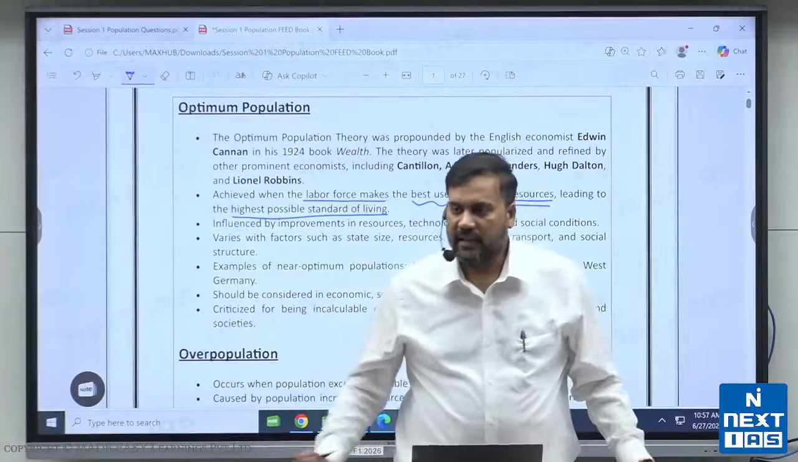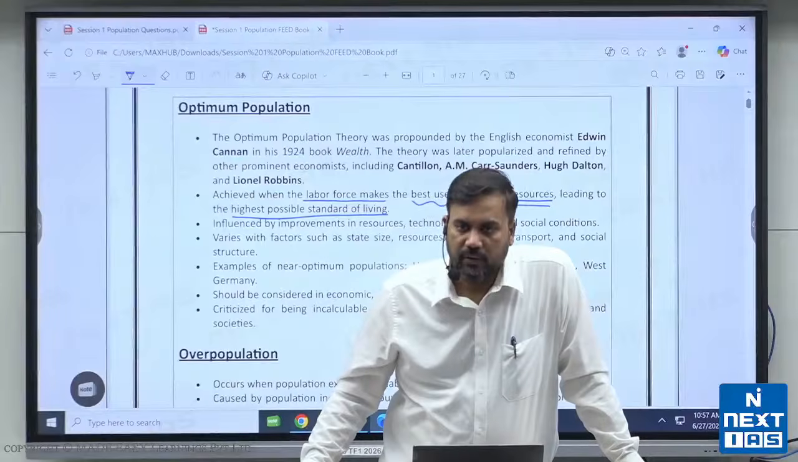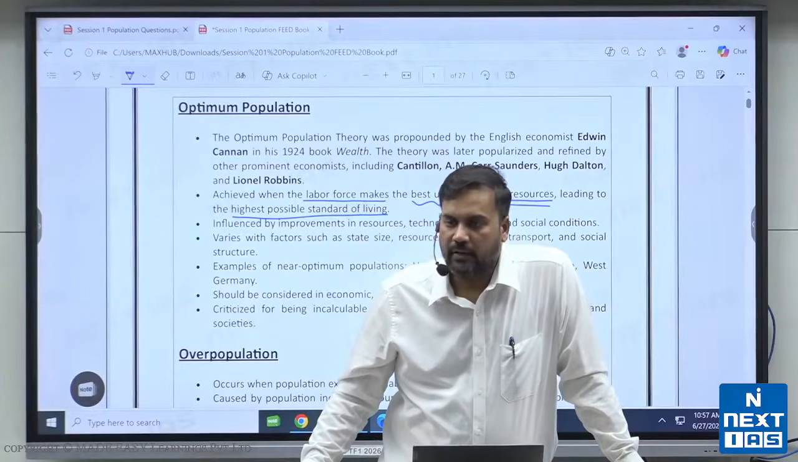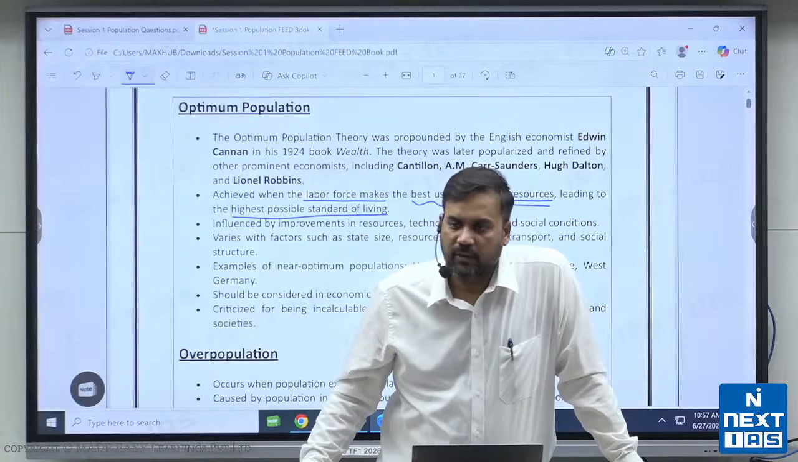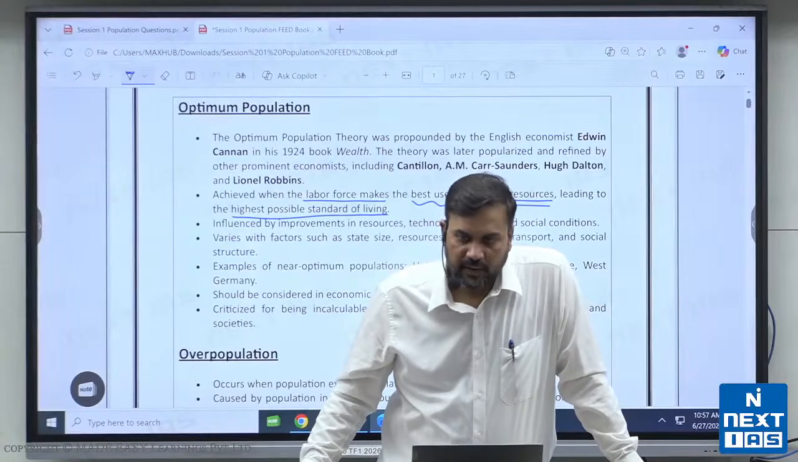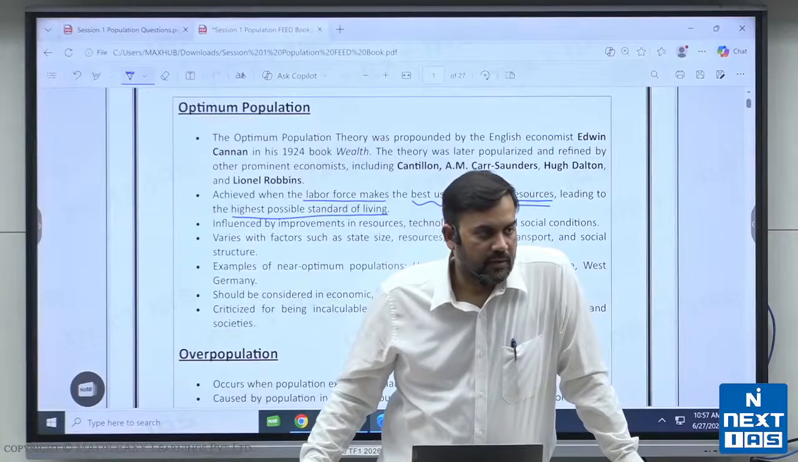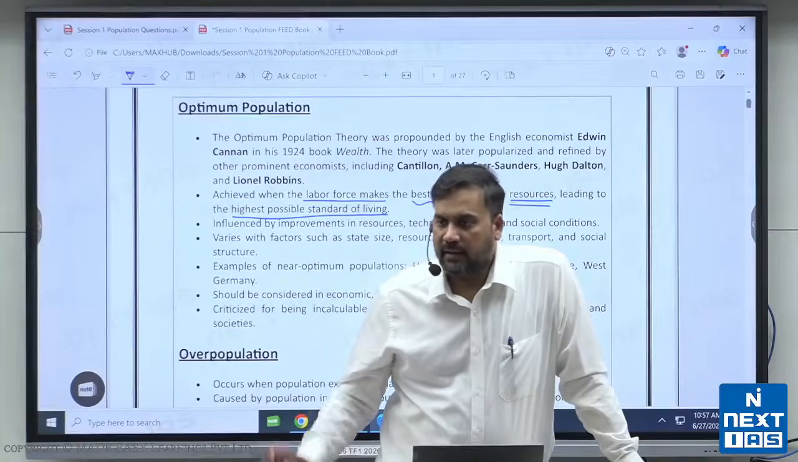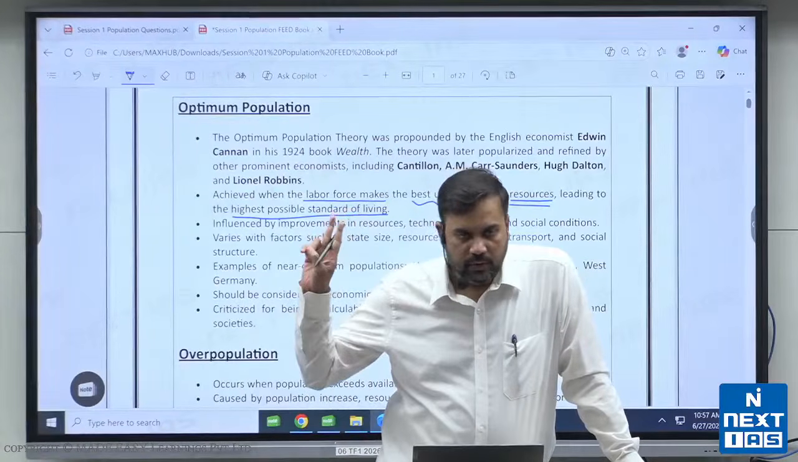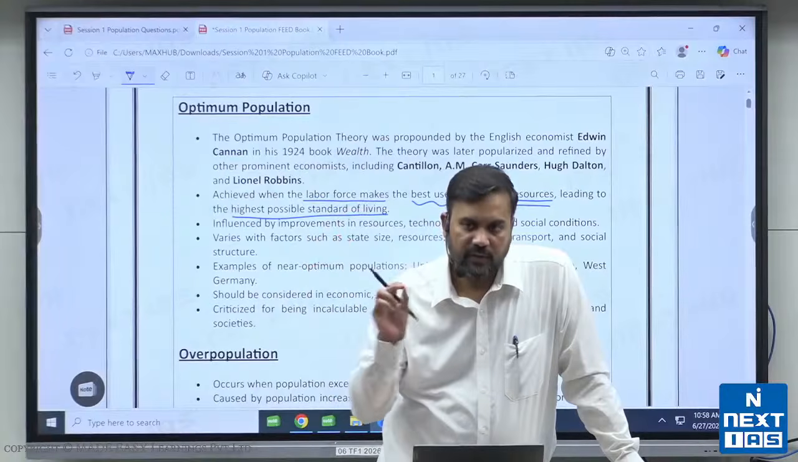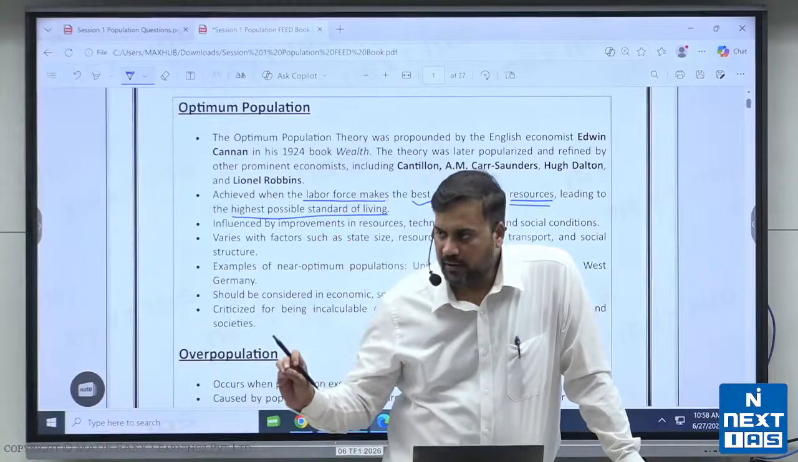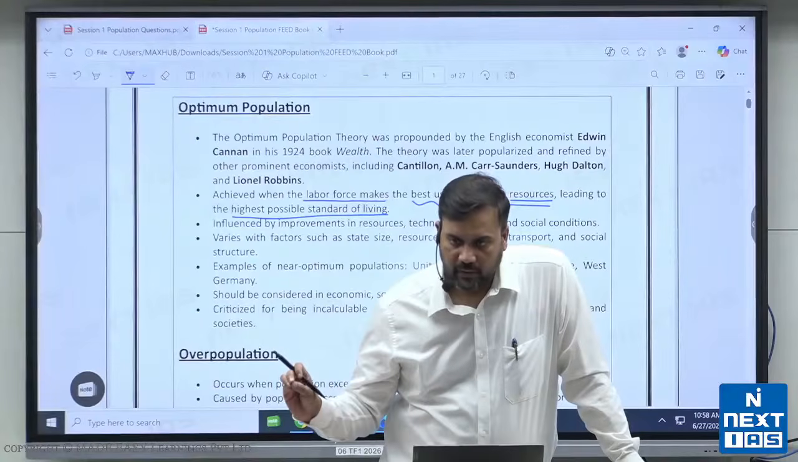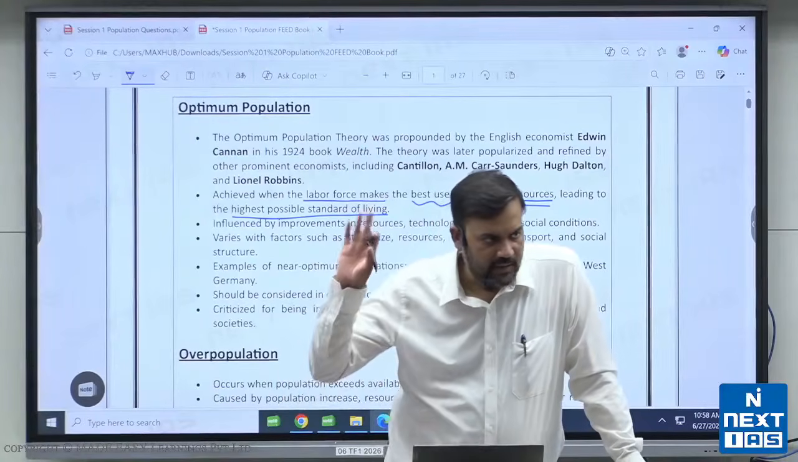But there is a second view, the technocentric view. The technocentric view says that resources are not given, they are human made. Humans create resources by development of technology. So this means that there are two views with respect to resources. One we call the static view of resources, and the second one we call the dynamic view of resources. I hope it is clear.